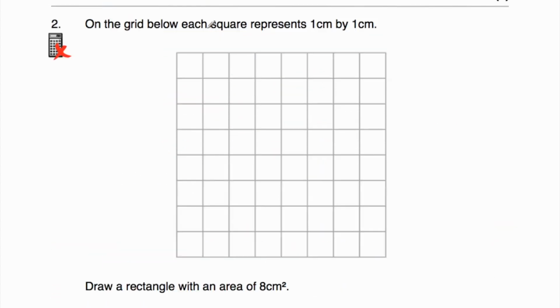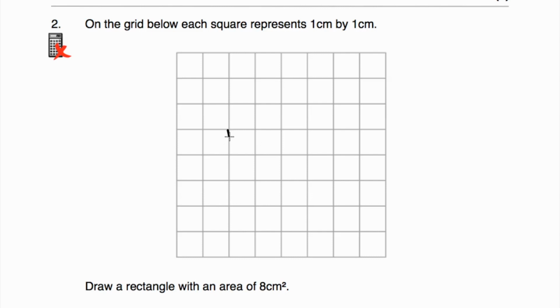Question number 2 says, on the grid below, each square represents 1 centimetre by 1 centimetre. So it's again another centimetre square grid. And we've been asked to draw a rectangle with an area of 8 centimetres squared. So a rectangle with 8 centimetre squares inside of it. That could be 1, 2, 3, 4, 5, 6, 7, 8. It could be an 8 by 1 rectangle, or we could do a 4 by 2. I'm going to go for a 4 by 2 rectangle. So it would look something like this.